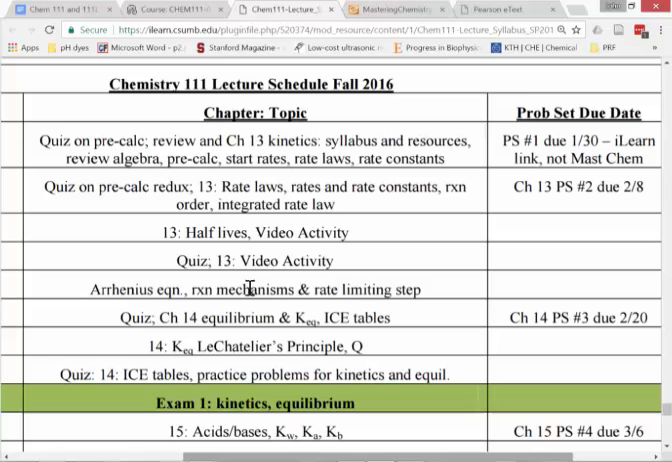Let's see. We did the syllabus. We did all that. We started rates. Those were rates. We did not do rate laws or rate constants. That's what I would go read. You might read on to rate laws, rate constants, and the integrated rate law.